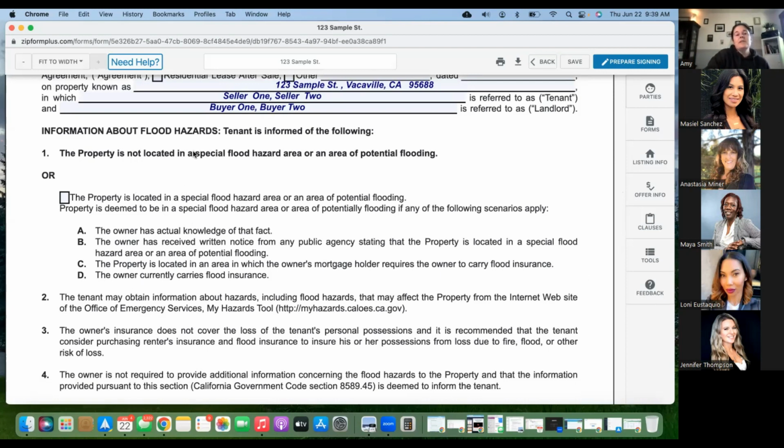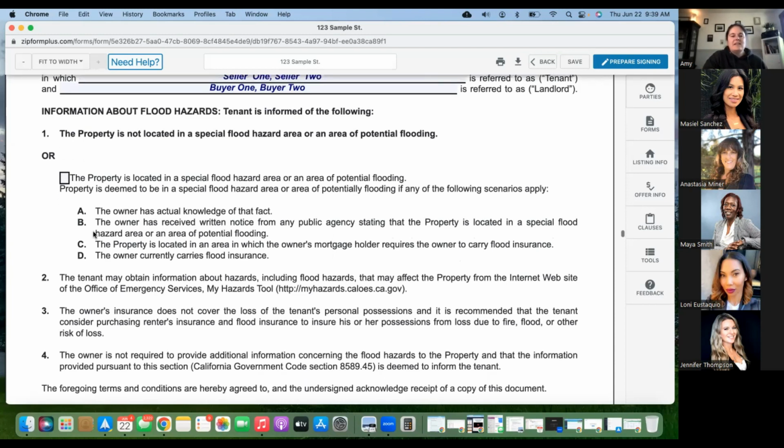So it's either not located in a special flood hazard zone or an area of potential flooding, or it is, and you would check this box here under 1. Okay. Everybody signs that one and reads it.